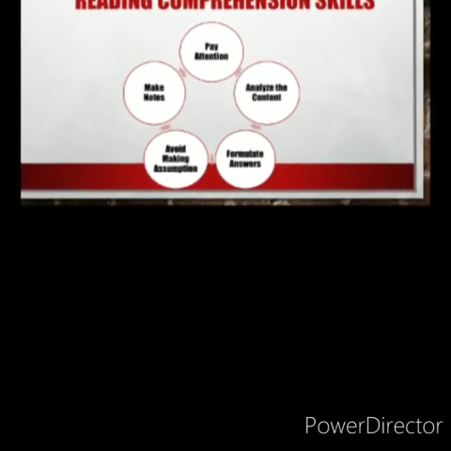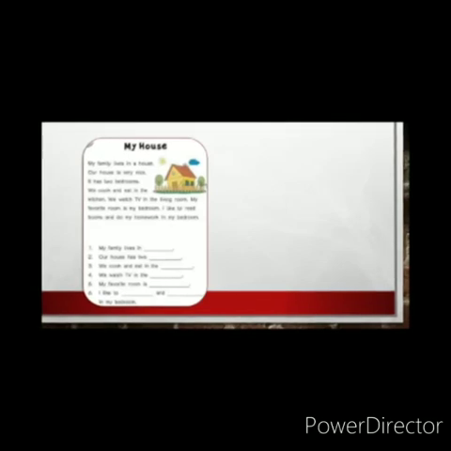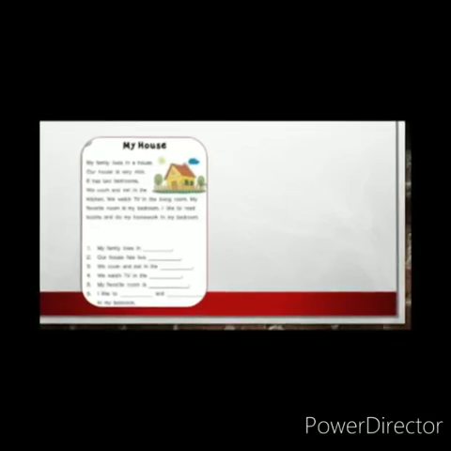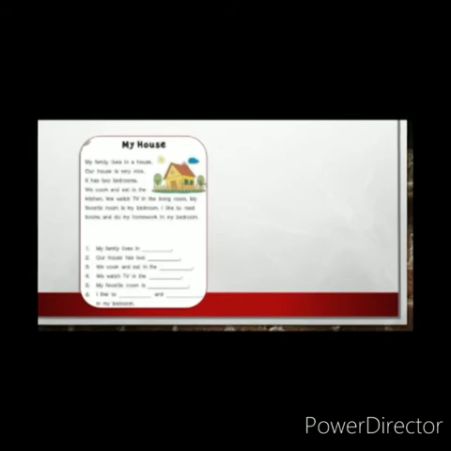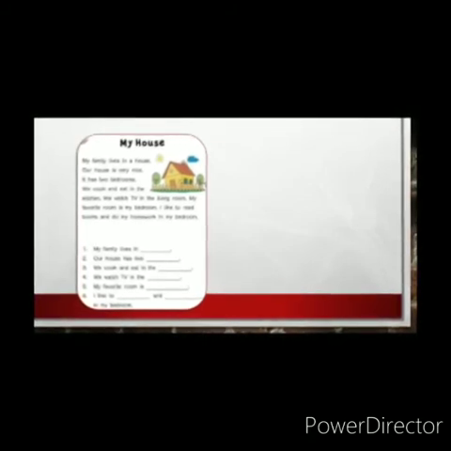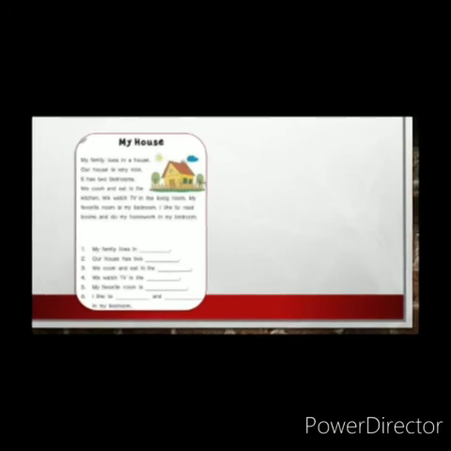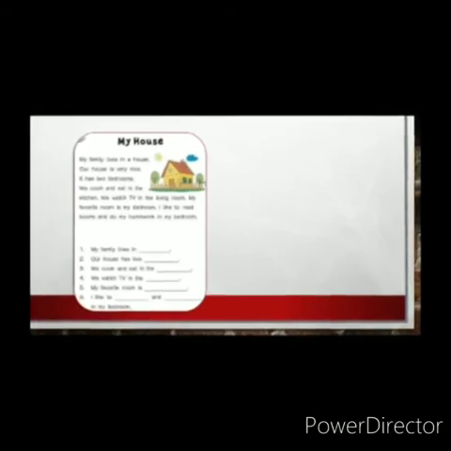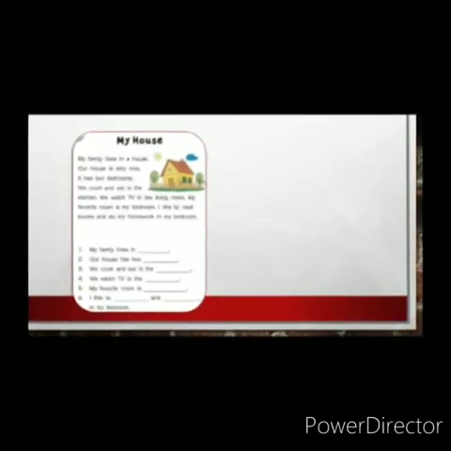Now going on to an example of it. Here there is a passage given on my house. My family lives in a house. Our house is very nice. It has 2 bedrooms. We cook and eat in the kitchen. We watch TV in the living room. My favorite room is my bedroom. I like to read books and do my homework in my bedroom. So this is the passage. This passage is about the house. My house, they have written.